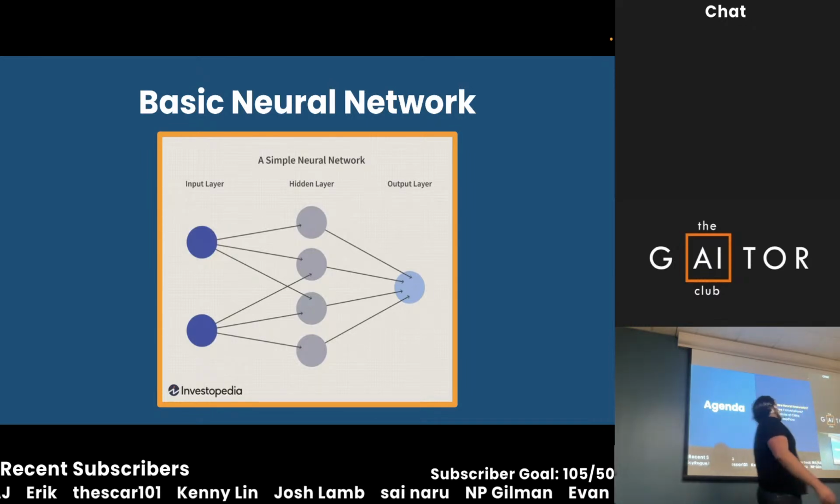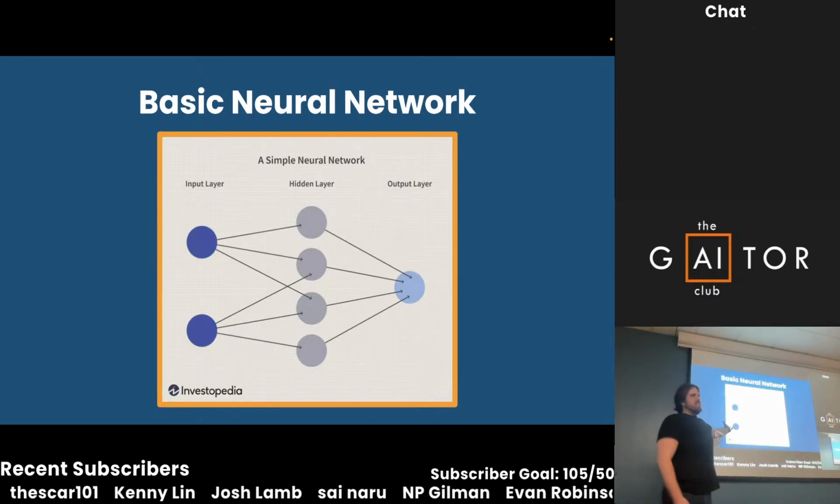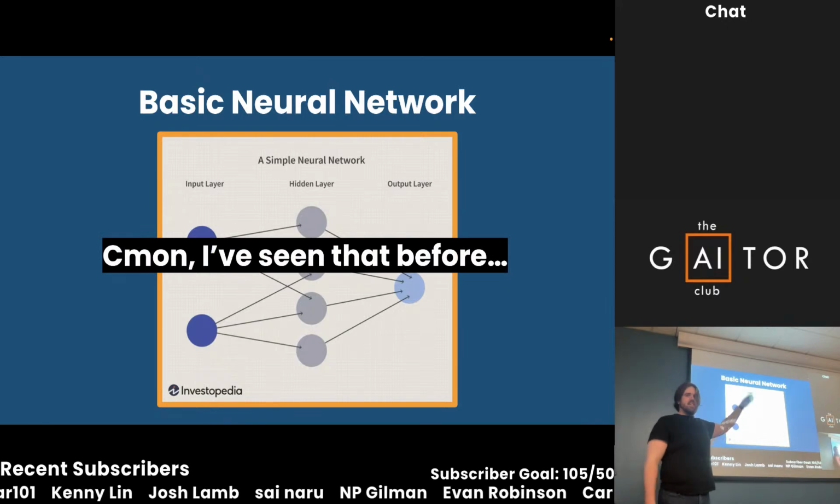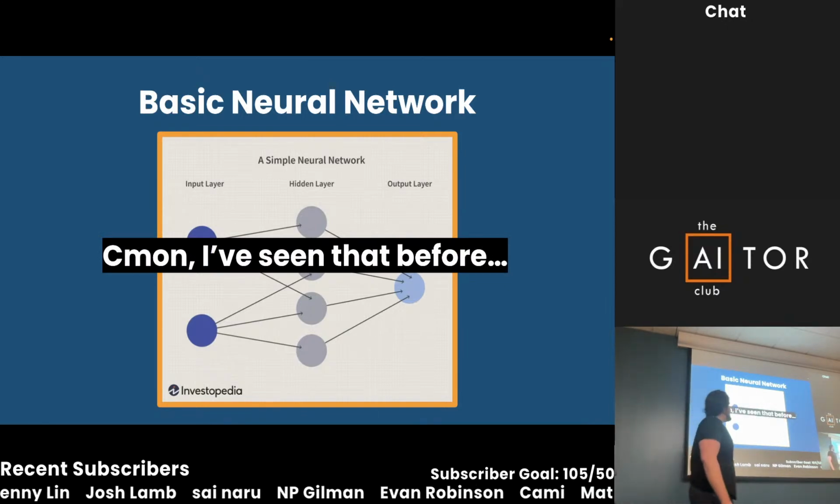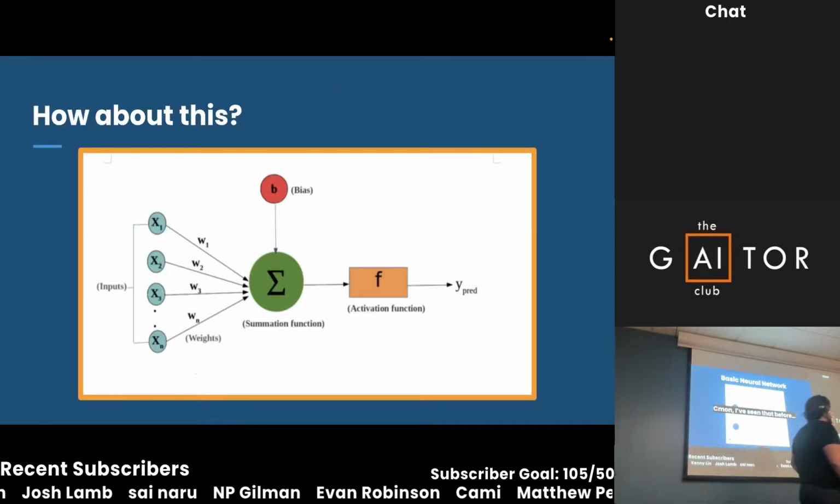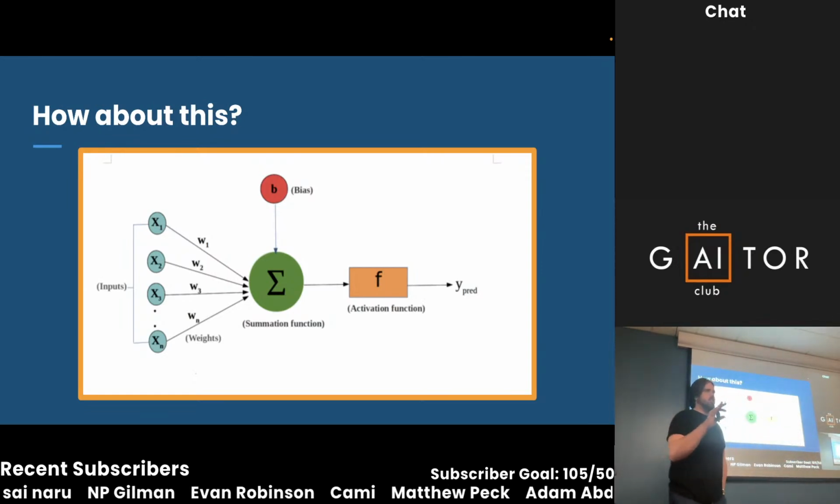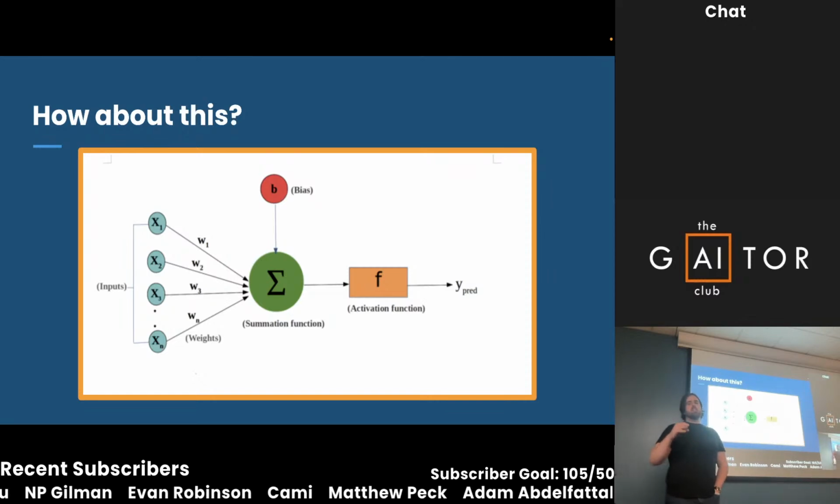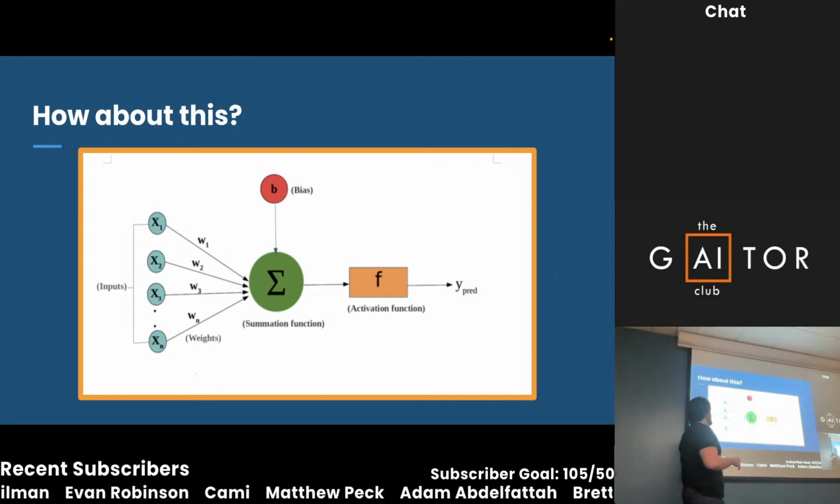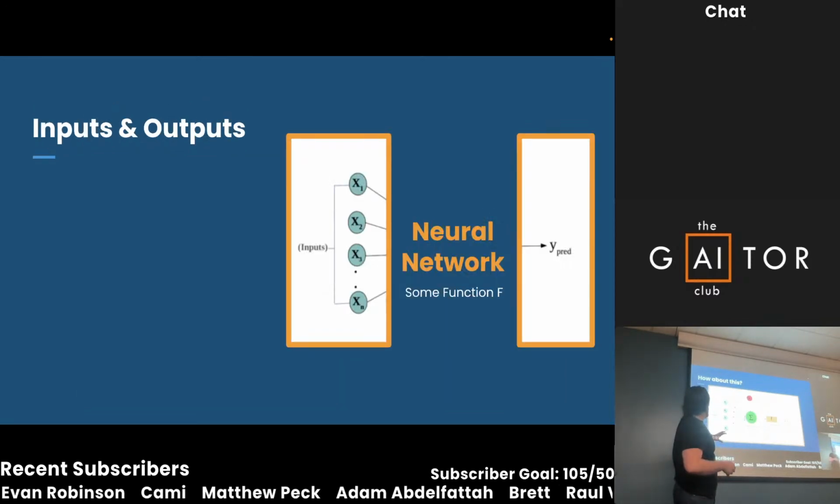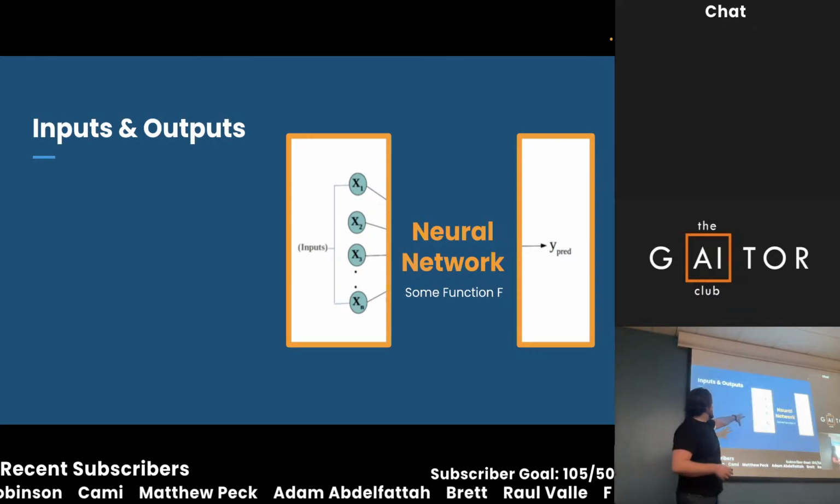I'm sure many of you have seen this before, but that doesn't really describe anything. So instead, I like looking at it like this. Don't worry, I'm going to break this all down into its parts. But the basic idea is this is what we're going to learn today.